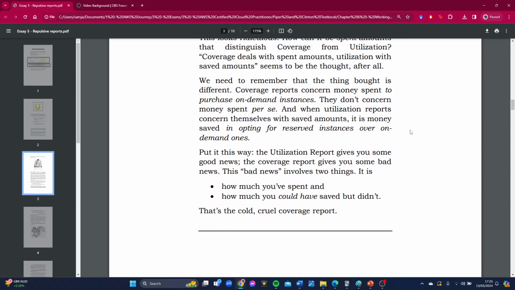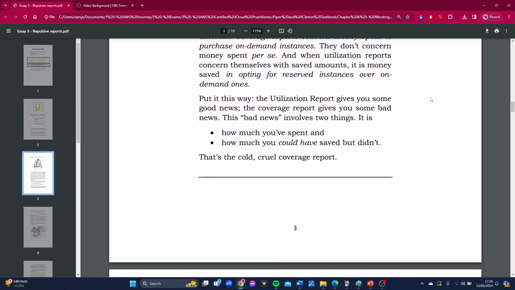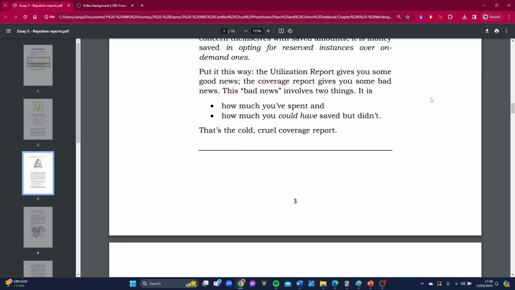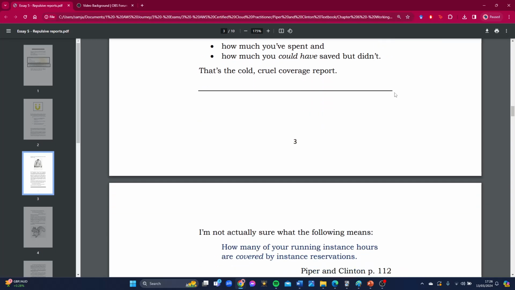Well, we need to remember that the thing bought is different in each case. Coverage reports concern money spent to purchase on-demand instances. They don't concern money spent per se. And utilization reports concern saved amounts, it's money saved in opting for reserved instances over on-demand ones. Put it this way, the utilization report gives you some good news, the coverage report gives you some bad news. And the bad news is 2 things. It's how much you've spent and how much you could have saved but didn't. So that's the cold, cruel coverage report.